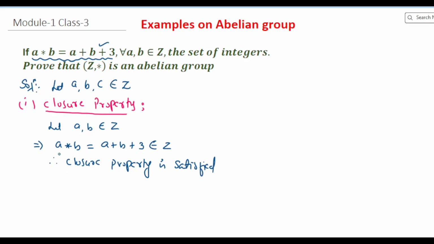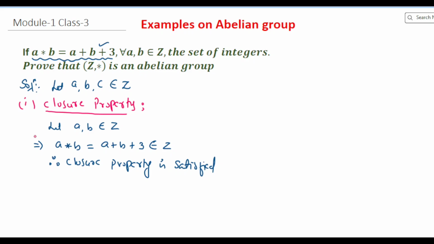So how is it satisfied? You can take a and b as any numbers, my dear students. If I take a as 1 and b as 2, it becomes 1 plus 2 plus 3, which is 6. 6 is an integer. If you consider a and b as any integers and substitute here, you will get an integer value again. That is why the first property will always be satisfied in every example.